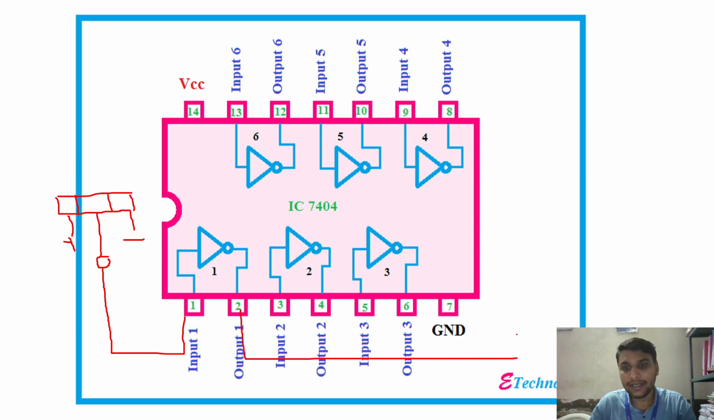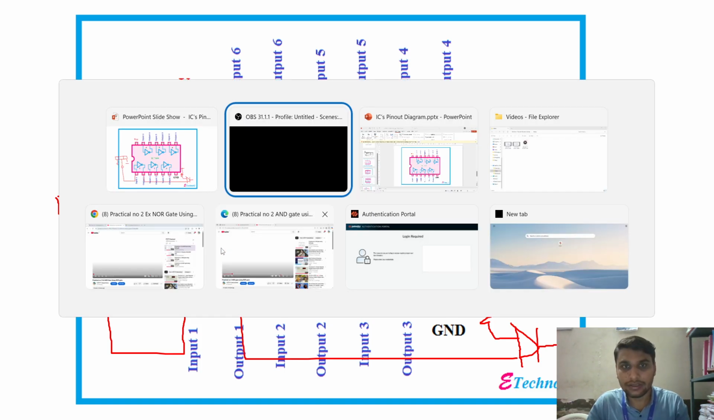For the output we have to connect an LED. We know that an LED has two terminals, right? One is the anode. The anode terminal is connected to the output of our gate, and the cathode terminal goes to ground via a resistor. So this is the overview of how we connect our IC number 7404 in the circuit. Okay, so let's start the practical on the Tinkercad dashboard.